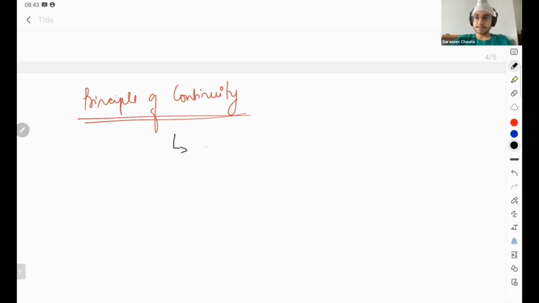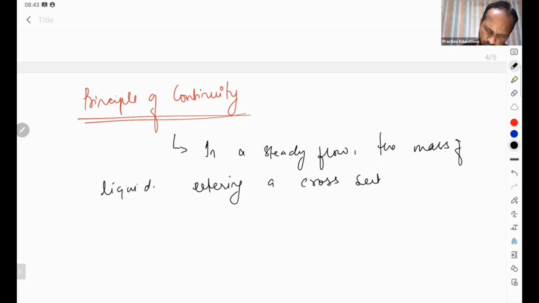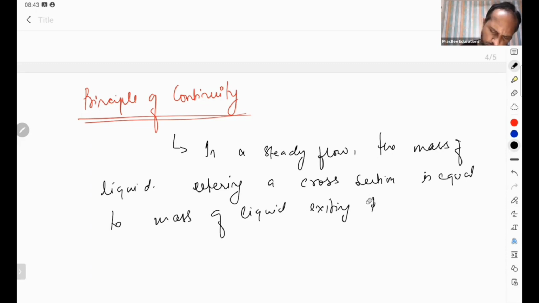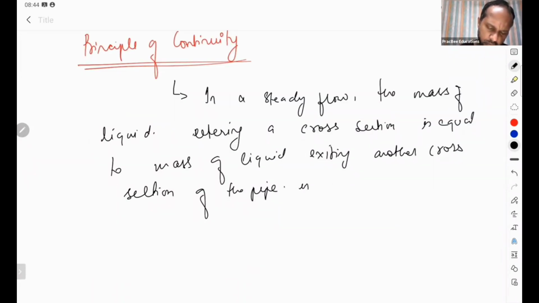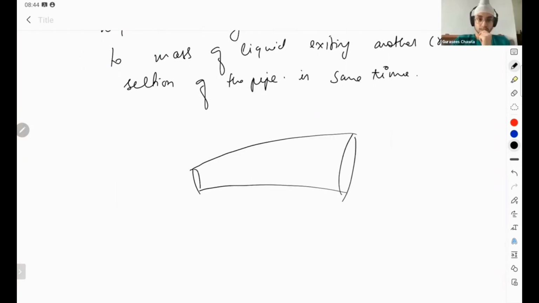Right. So if in a steady flow, the mass of liquid entering a cross section is equal to the mass of liquid exiting another cross section of the pipe in the same time. Like if we have a pipe, fine. So this is simple.